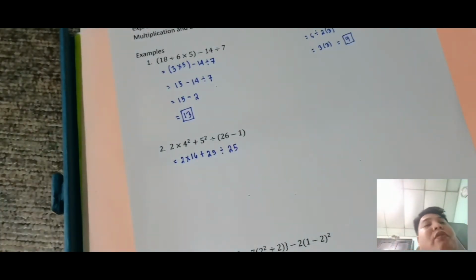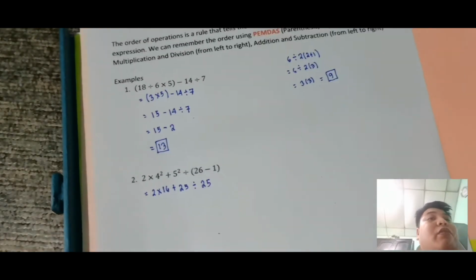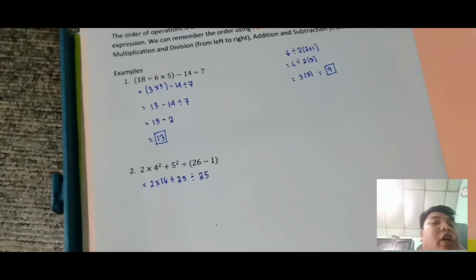Next is 2 times 16 plus 25 divided by 25. Sir, nakikita ko po yung multiplication sa left side, tapos yung division nasa right side, pero hindi sila literal magkasunod. Hindi sila consecutive. Baka isipin mo, sir, unahin ko lang muna si multiplication bago division. Since yung pagitan nila is plus, pwede ko naman unahin si multiplication at the same time unahin ko na rin si division sa right side.